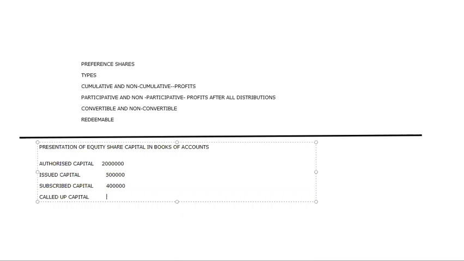Now called up capital means: now I have got subscribed, so totally I have shareholders of 4 lakhs. But at once I cannot go for calling the total amount. For example, take your fee. Even your fee, you will not pay the total 20,000 at once. Let us assume it's 20,000. At once will you pay 20,000? No. The college also will not ask for the full 20,000 in advance.